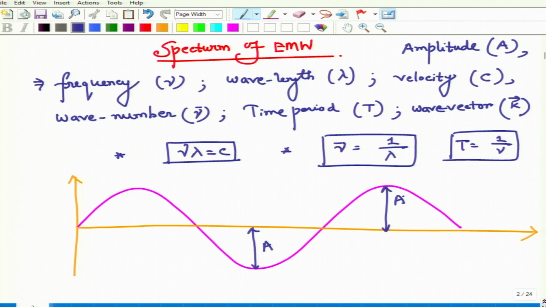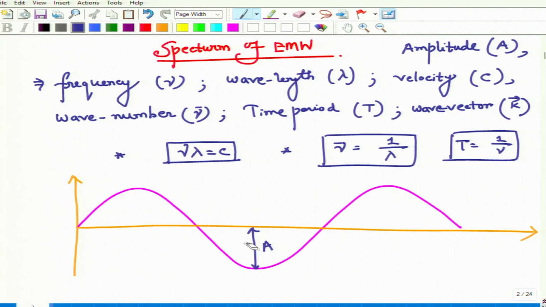There are some formal definitions of these things. I am not going to get into that because we are very much familiar with these terms; I am just revising them. Amplitude essentially signifies the deviation of the wave at any particular instant from the equilibrium position. That's the amplitude.